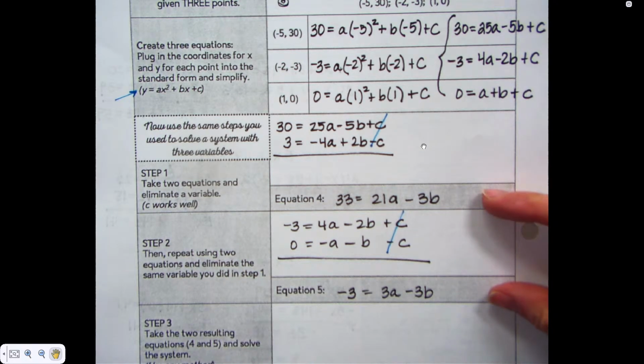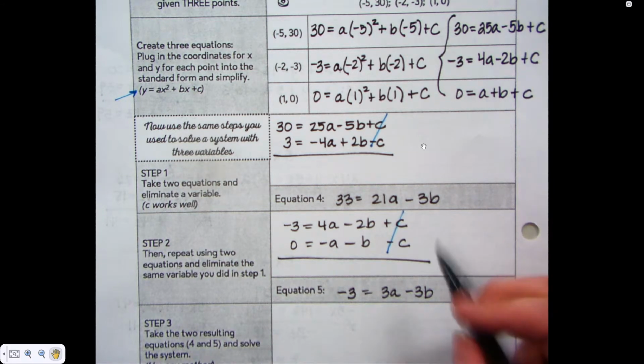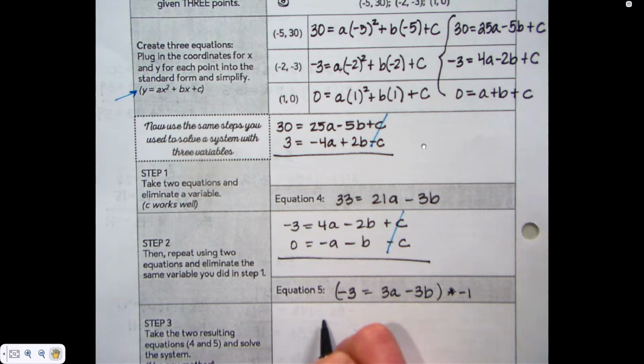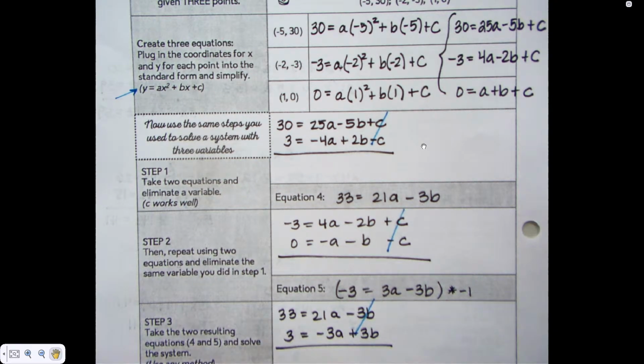So the nice thing about these two, right, I have a 3b and a 3b. So let's just subtract the second one. We'll multiply this one through. If I multiply by -1, then I can recopy this as 33 equals 21a minus 3b. And I'll have sign changes throughout, minus 3a plus 3b. And that allows me to eliminate my b variable. So 36 and 18a gives me an a value. Whoops, I fell off the page.